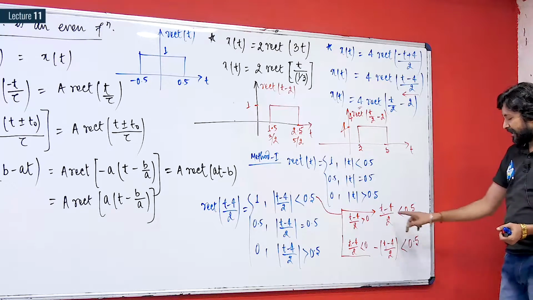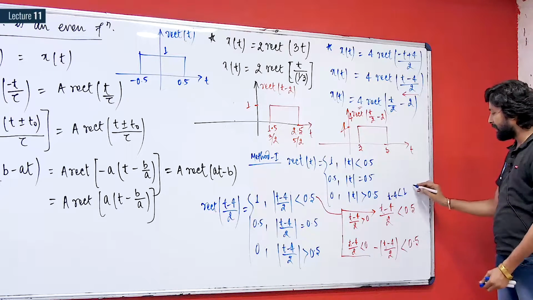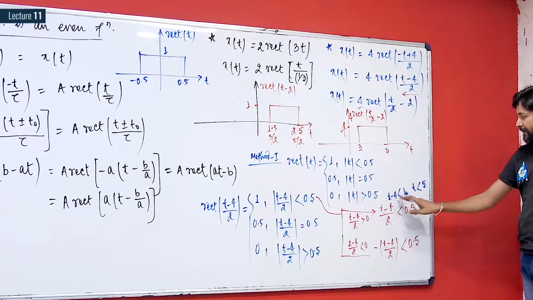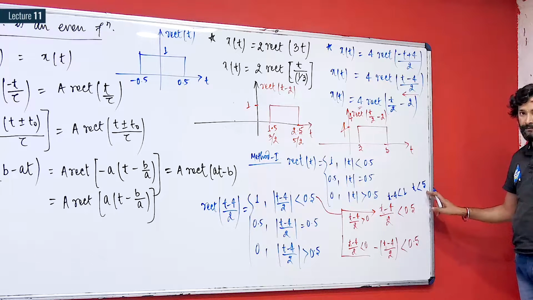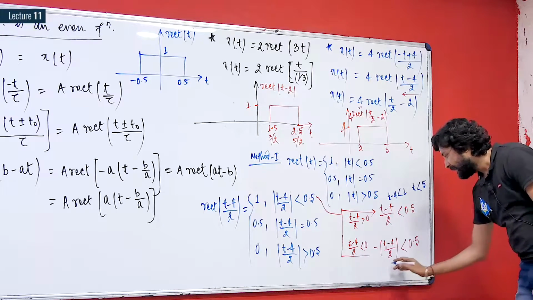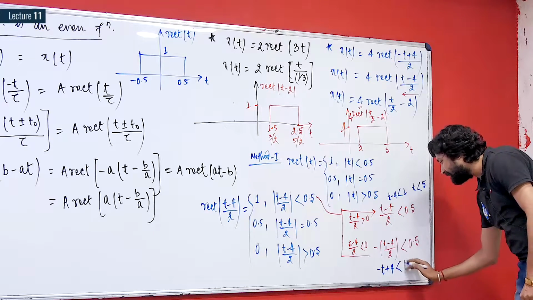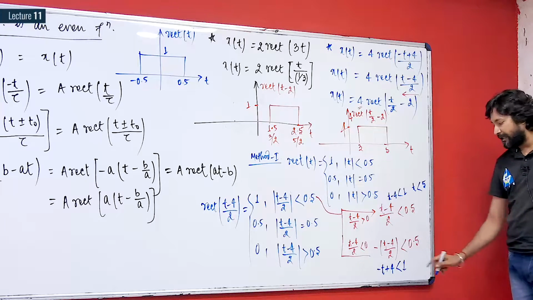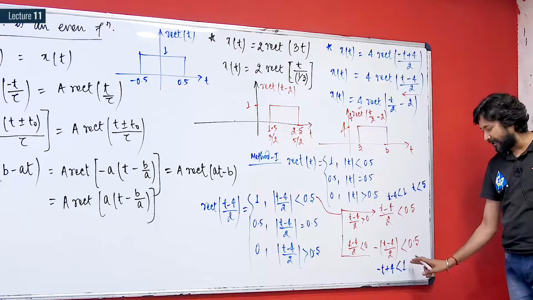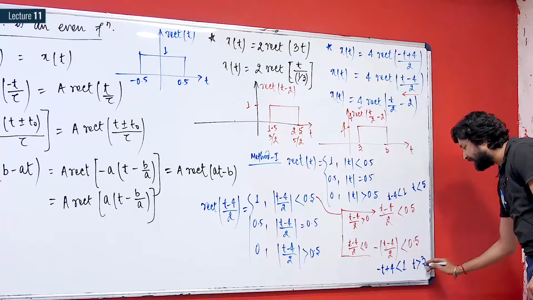If you solve this, you get t minus 4 less than 1, or you can write t less than 5. If you shift minus 4 to the other side, t must be less than 5. Similarly, for the other case, if you multiply this, you can write minus t plus 4 must be less than 1. Then you shift minus t to the other side, so t will be greater than, and this one will be shifted to the other side. So t must be greater than 4 minus 1, that is 3.